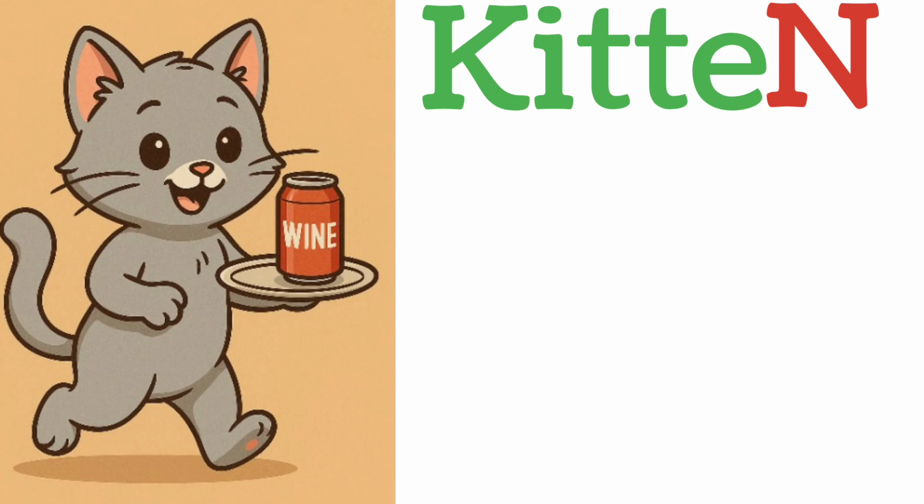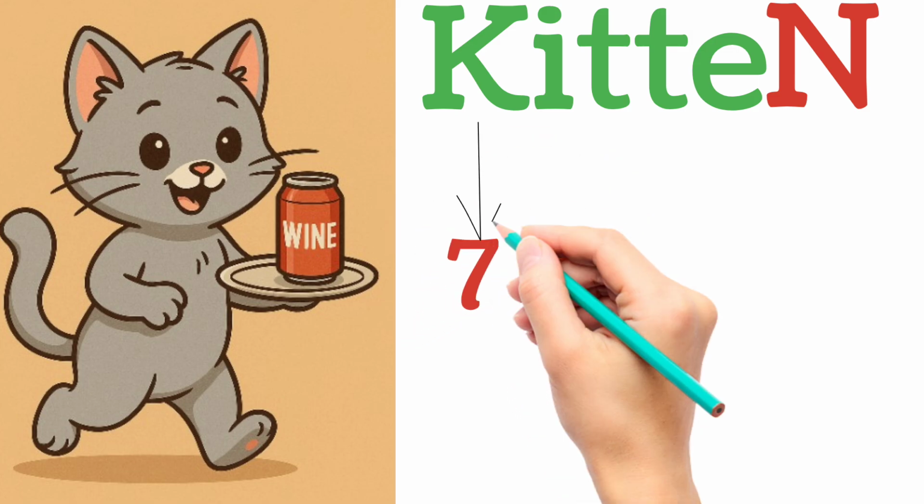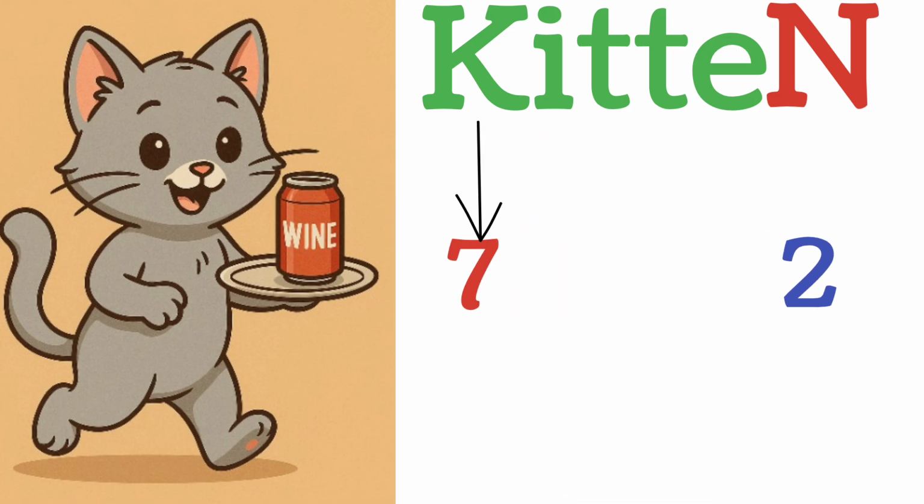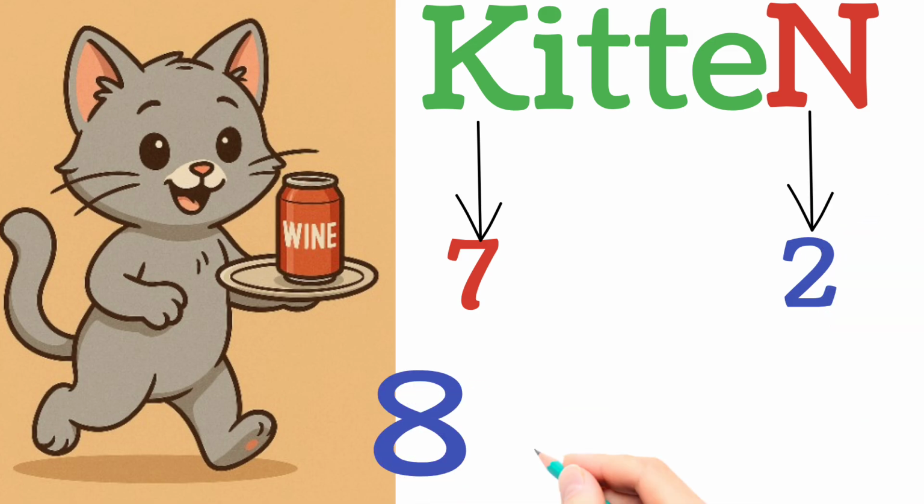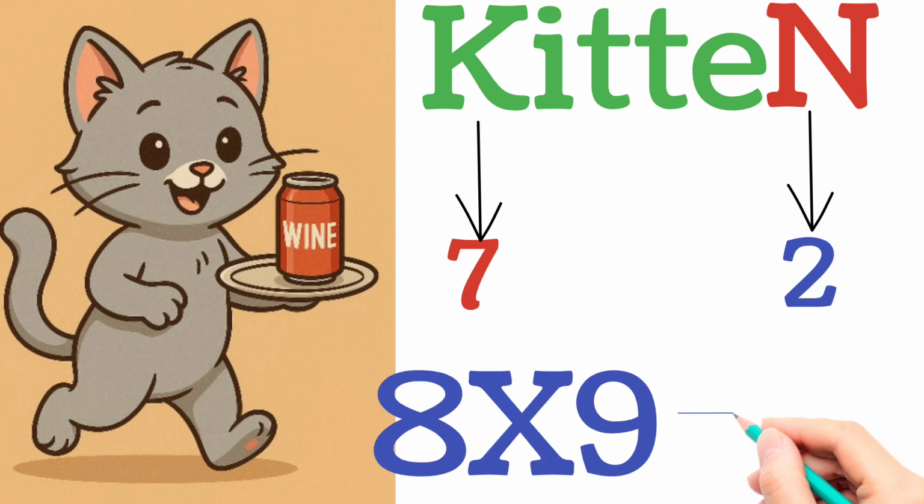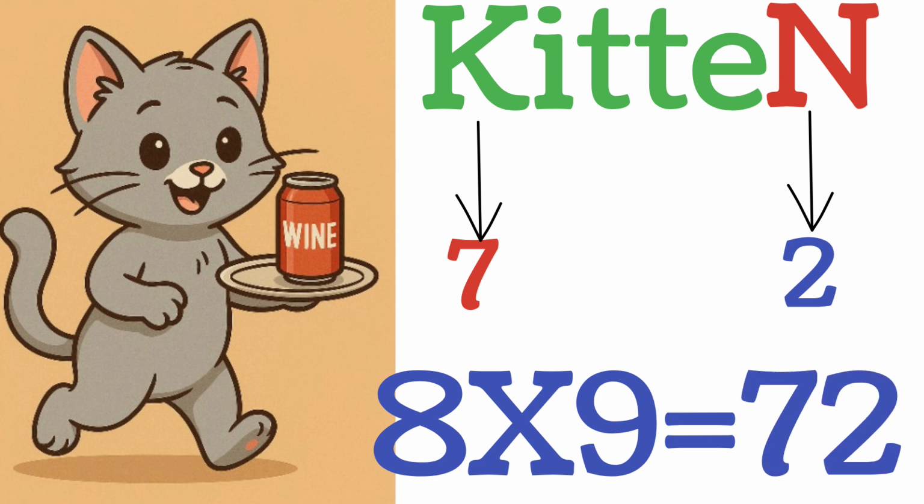Very good, children. And in the word kitten, K is equal to 7 and N is equal to 2. That means kitten is equal to 72. So 8 nines are 72. Now everyone together. 8 nines are 72.